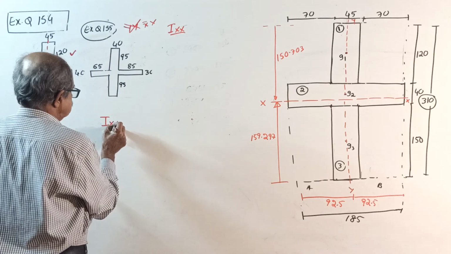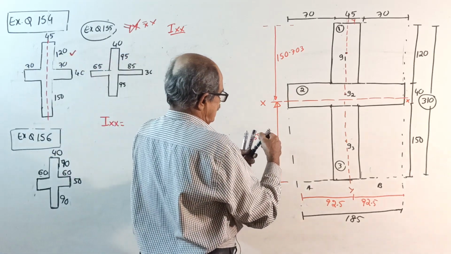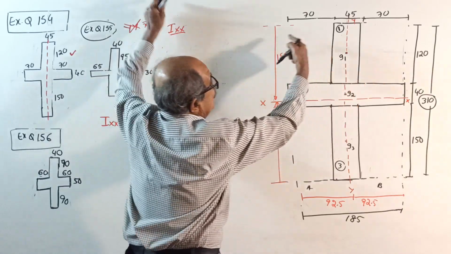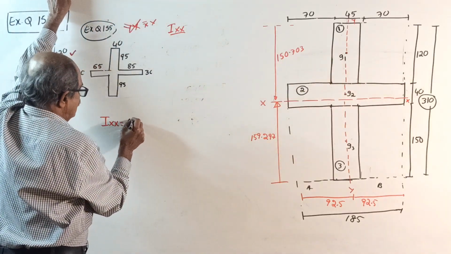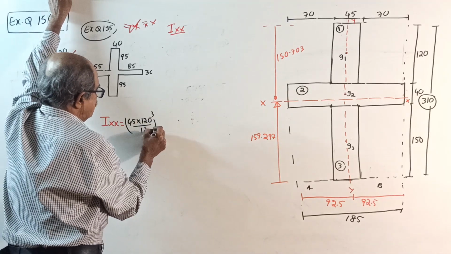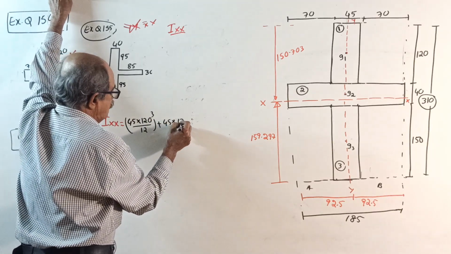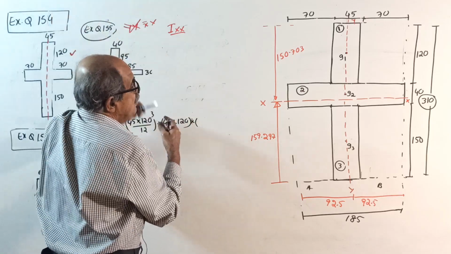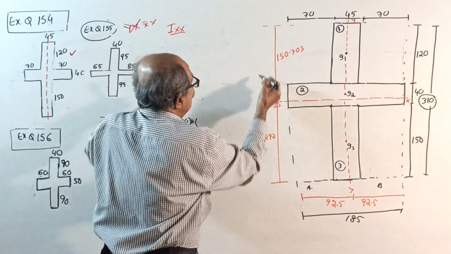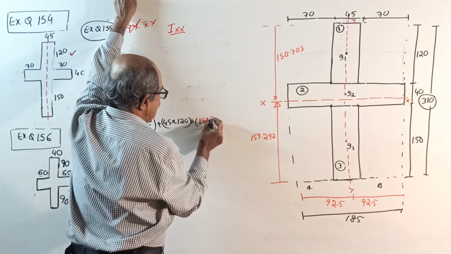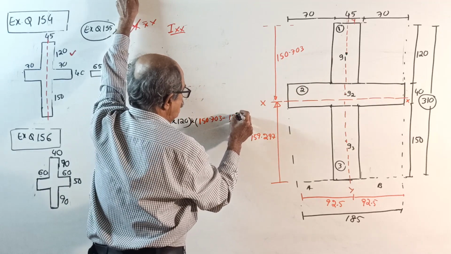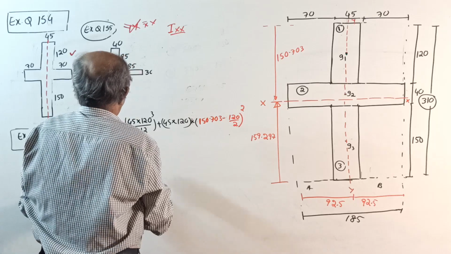IXX equal to, start for 1. About its own axis, 45 into 120 cube by 12, that is IG, plus area, 45 into 120 is the area, into the distance from centroid to XX squared, which is 150.703 minus half of 120, 120 by 2, whole square. This is for the first one.